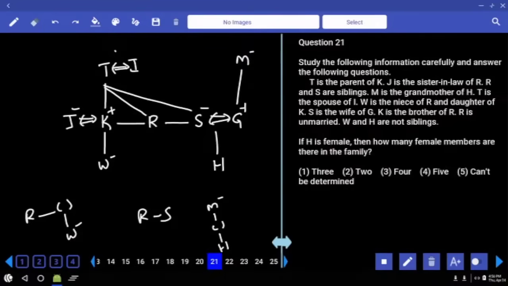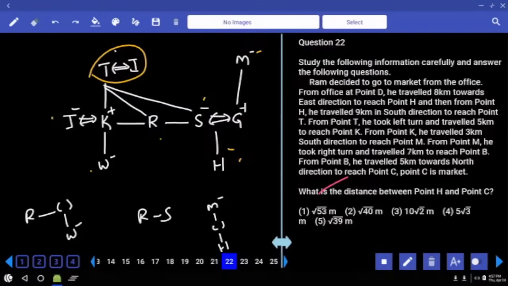If H is a female, how many female members are there in the family? H is a female, this person is a female, 1, 2, 3, and here 4, 5. Between these two, one person, 6. The gender of R is not known, so cannot be determined, choice 5 for 21.